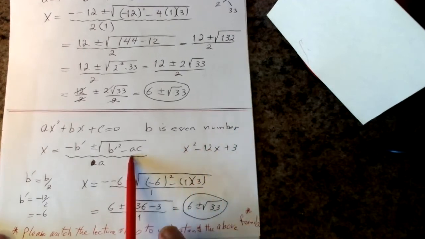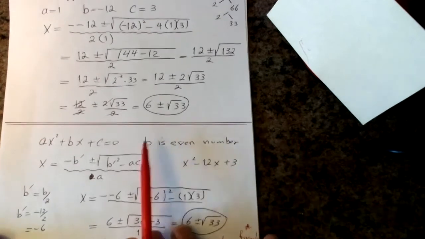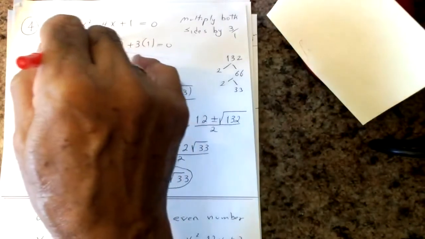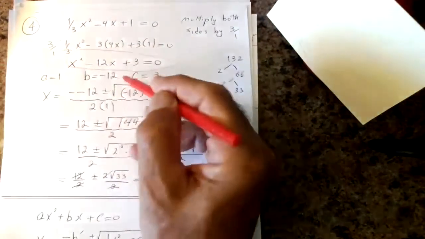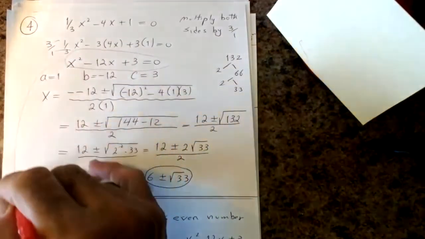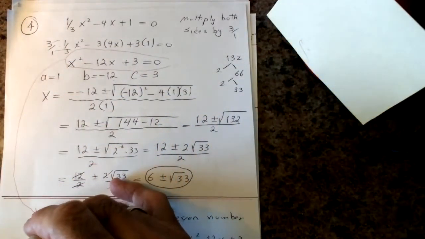Then you could use this formula. So for these problems, look, for this one, you know how B is even? Another way to do it is use this formula.